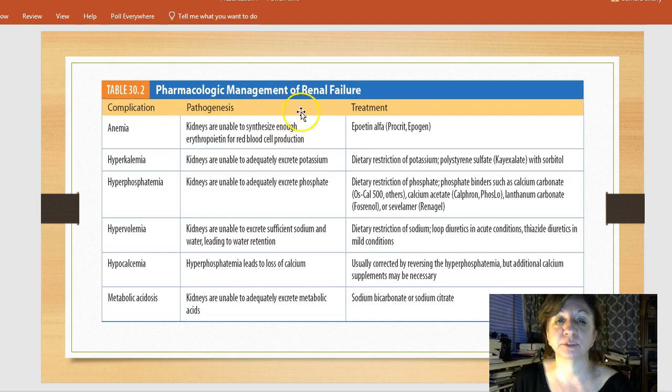Some of the medications that we use for renal failure will relate to the complications, and this slide shows you all of the complications we see, and then the treatment on the far right, and then in the middle, the reasons why the kidneys are doing what they do when they're failing. So you can read over this, but we're going to be giving possibly Epogen or Procrit for help with red blood cell production, dietary restricting some potassium if they have a lot, or giving them Kayexalate to get rid of the potassium.